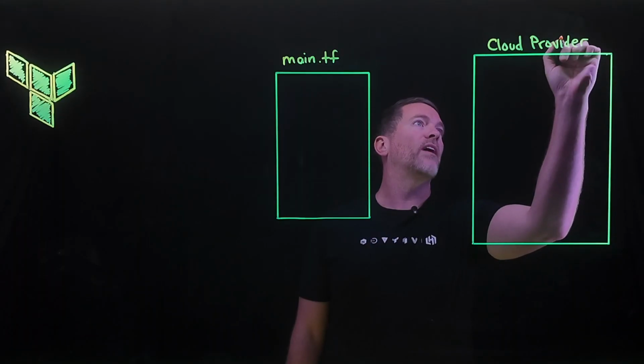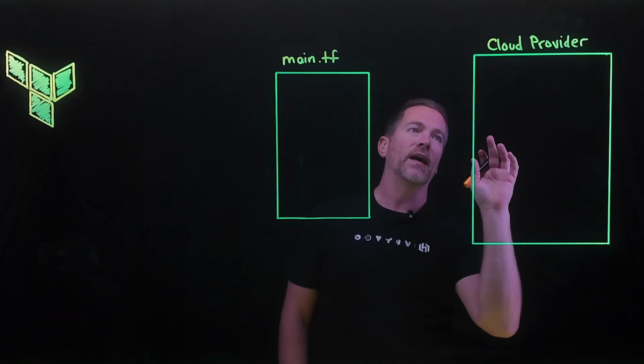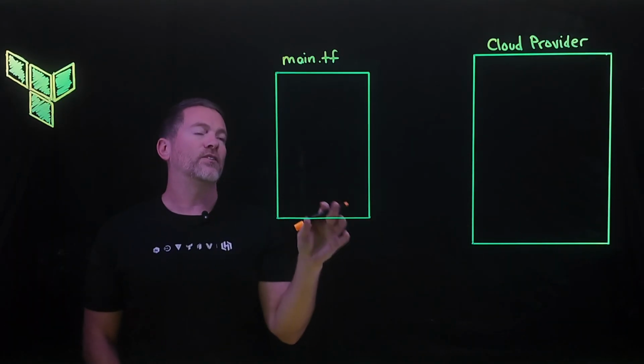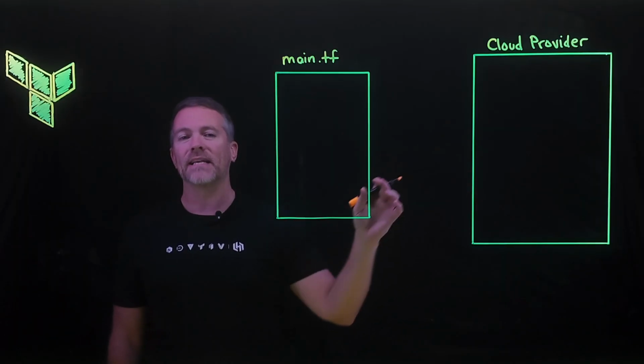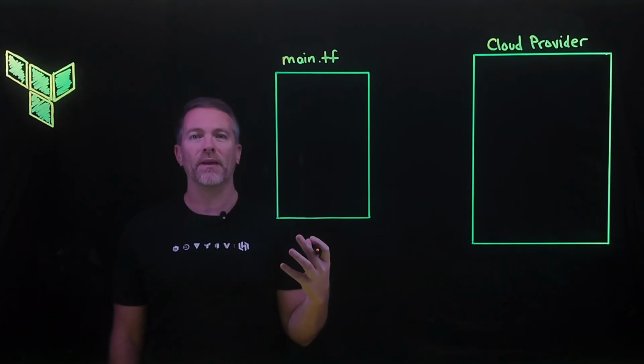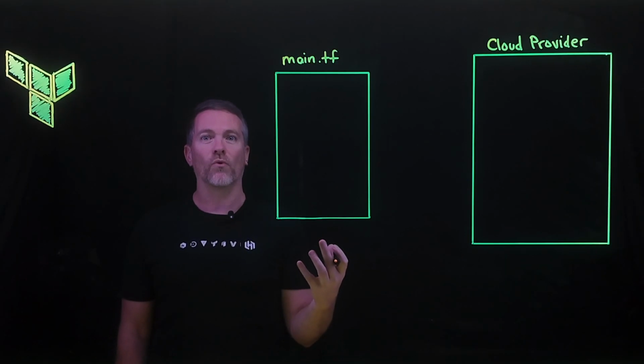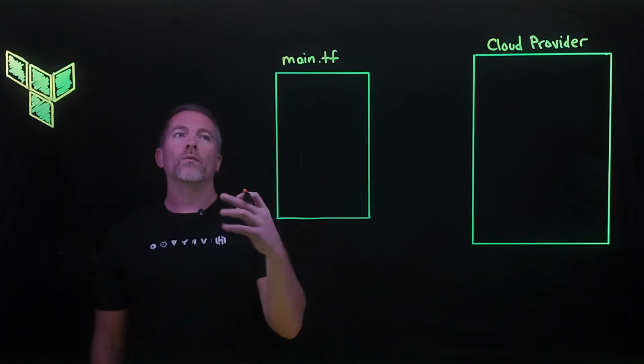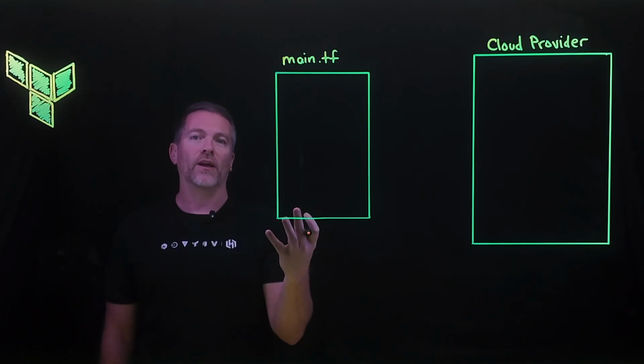Now this could be a public cloud provider. It could be a private cloud, right, on your data center. It could be any kind of SaaS application or really anything that has an API that supports a Terraform provider, all right? So when we want desired state, we would start configuring and writing our Terraform configuration file.